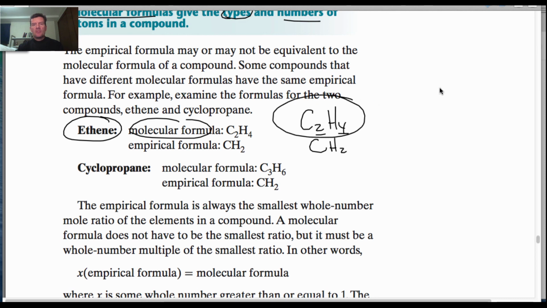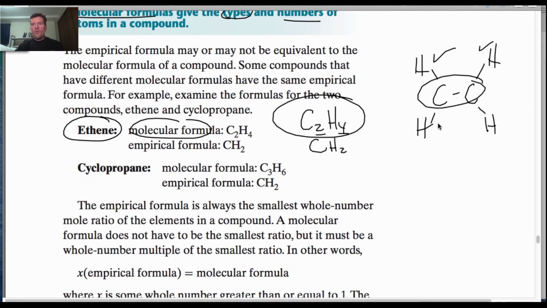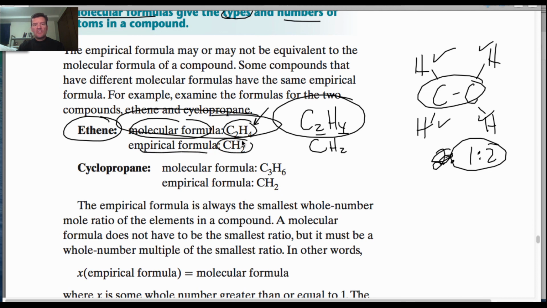This is how the molecule looks. It's carbon bonded to carbon and then bonded to 4 hydrogens. This is the actual molecule. That's what it looks like. But with empirical formula, we're interested in the smallest whole number ratio. It is a 2 to 4 ratio, which really, when you simplify it, is a 1 to 2 ratio. So that's the difference: the molecular formula shows you actually how many are in the molecule. The empirical formula is reducing it down to the simplest whole number ratio. Okay.